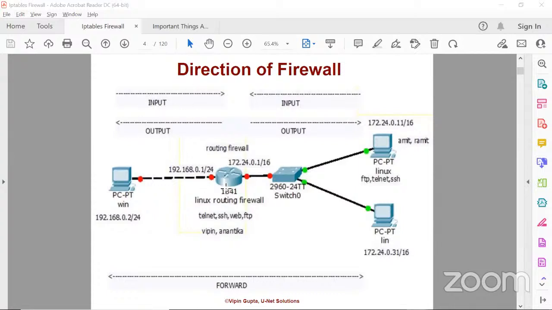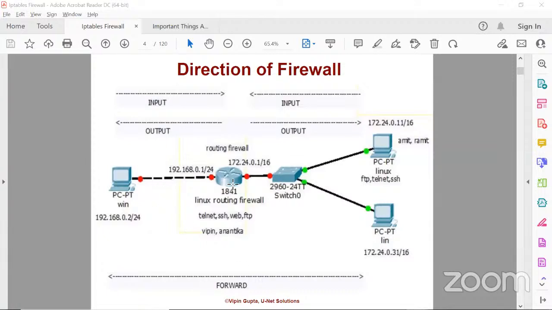Input means when the traffic is coming towards the firewall, it will be dealt with by the input chain. When the traffic is originating from the firewall and going to some other system, it will be controlled by the output chain. And when the traffic is just passing through your firewall, it will be controlled by the forward chain. In Cisco, people say input as in, output as out, and they do not recognize the forward direction.